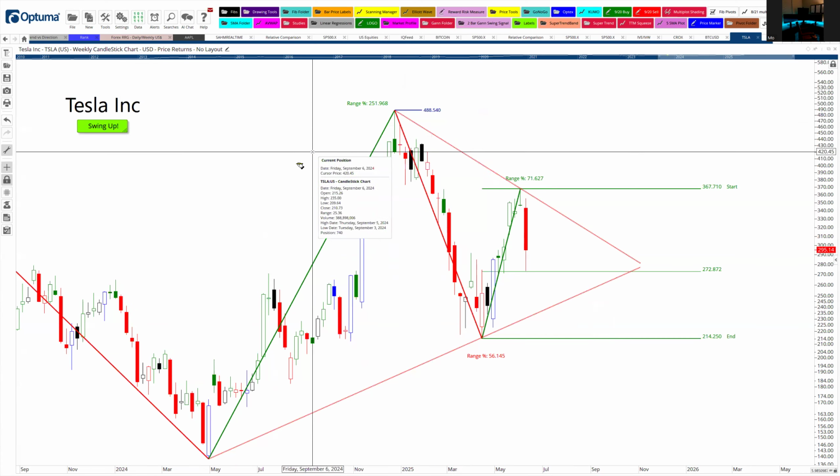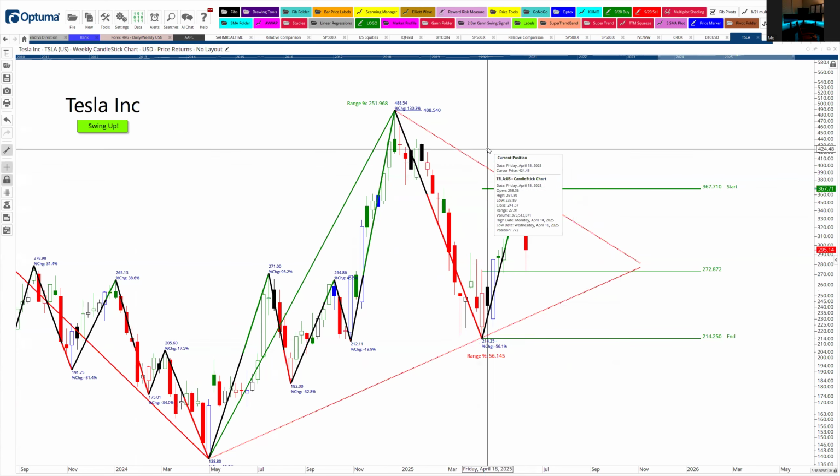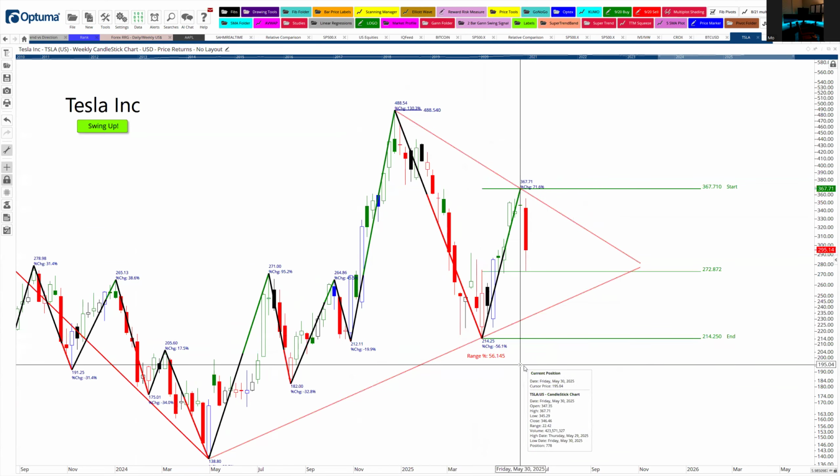Let me do this manual stuff, show you the actual swing that calculates the exact percentage as well. So this is where it is. You have one weekly bar now against 7.